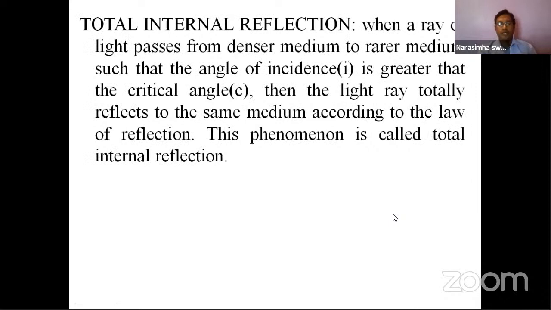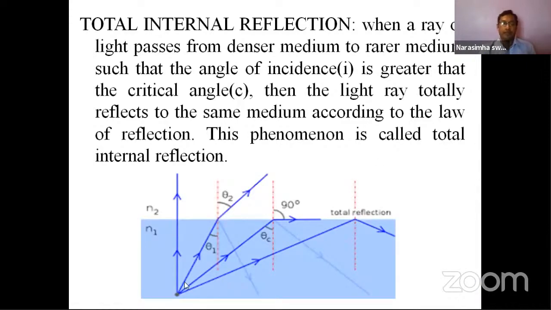Now we'll move on to the next concept, total internal reflection. This is also studied in the 10th standard. When a ray of light passes from the denser medium to the rarer medium such that the angle of incidence I is greater than the critical angle, then that light ray totally comes back into the same medium, according to the law of reflection, and this phenomenon is called total internal reflection. Look at this same diagram. If the incident light ray is incident along the normal, straight and perpendicular to the interface, then what happens?